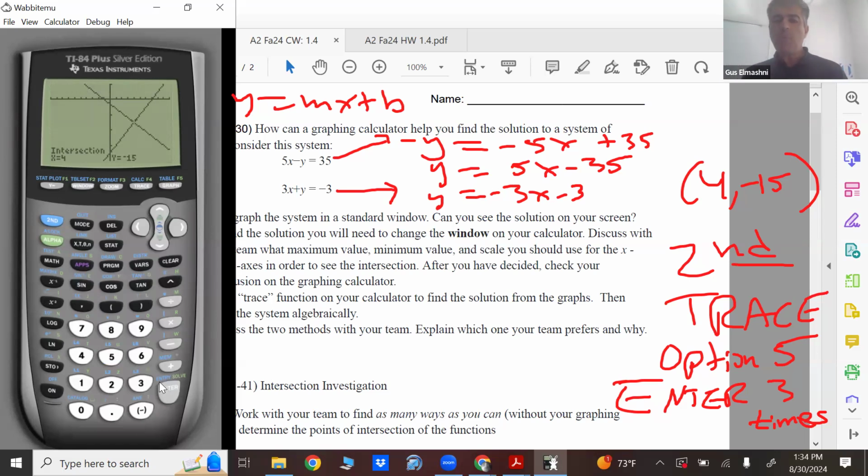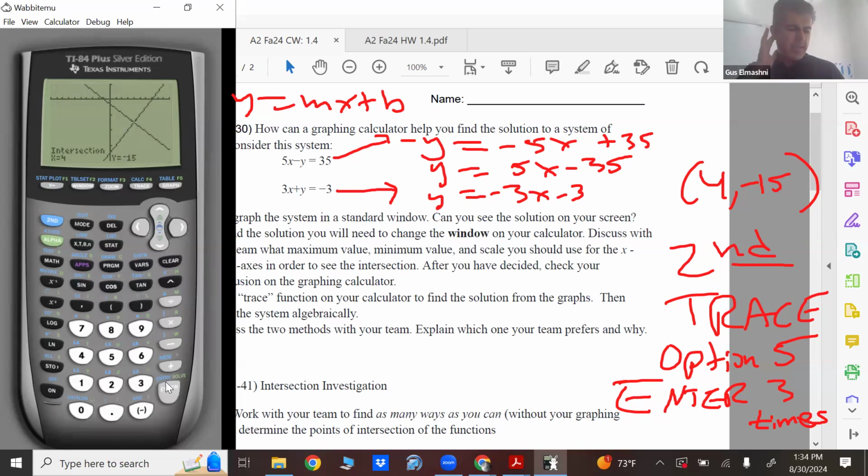Now, why is it asking these questions? Let me do it again. Option 5. First curve means the first line or the first equation, even though these are not technically curves, these are lines. They call them curves. So usually what you do is you move it close to where you think it's going to touch, hit enter. For the second curve, if you hit left or right, you can see we're there. You could hit up and down to move to the next line, but hit enter again. And guess, hit enter again.